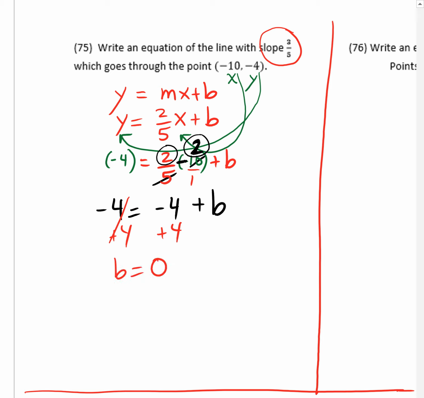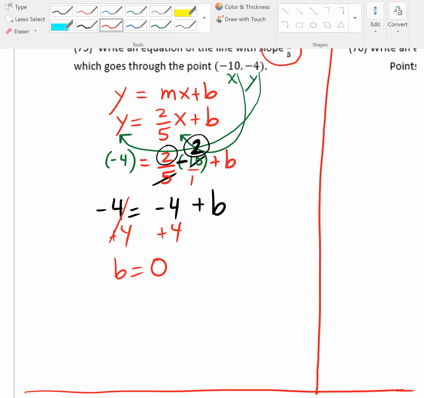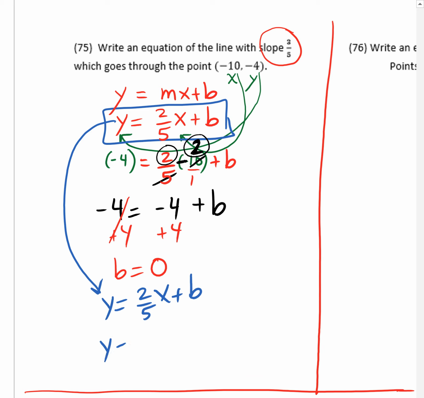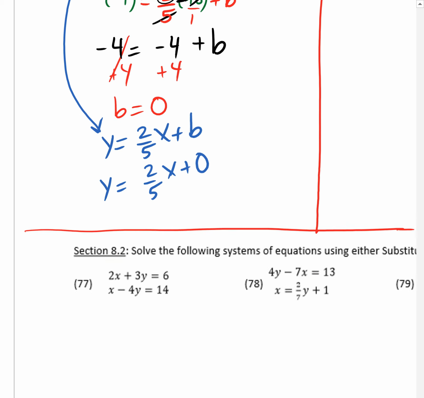Okay. So the last step would be take the equation you kind of ended off with here when you didn't know b, and replace b with 0. y equals, it was 2/5 x plus b, but now that I know b is 0, I can replace that and I'll be done. Anytime you have a plus 0 though, it's kind of silly. You might as well drop it. It's just y equals 2/5 x.